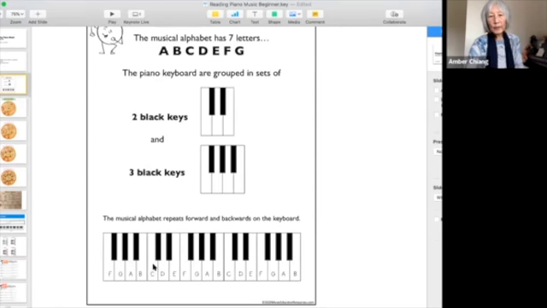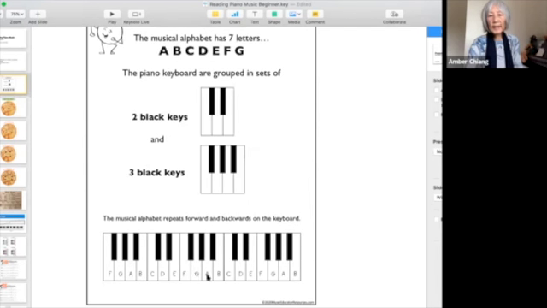And then if we go C to E, we count 1, 2, 3, and that's a third. And then if we go from C to F, we count 1, 2, 3, 4. So from C to F is a fourth. And so on and so forth. So C to G is a fifth.